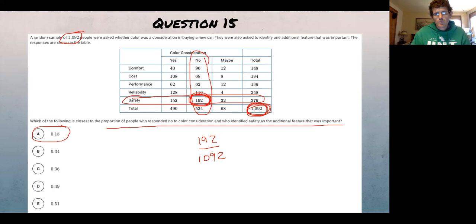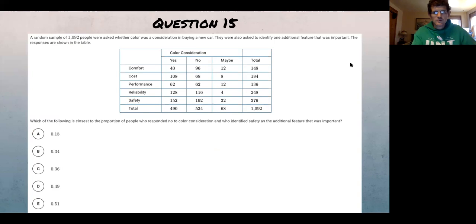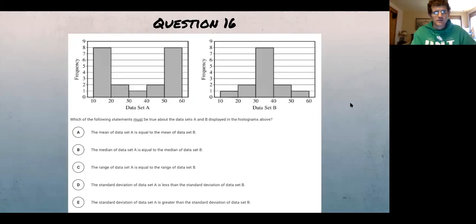Are they saying what proportion of people out of those who said no to color consideration chose safety? That would be conditional. This is not conditional because it's saying which out of the total had both of these characteristics. It's a little distinction made there, and hopefully you heard what it was. But if that's still confusing to you, you can practice with the progress checks and you can come back tomorrow. We can look through anything. Okay, the very last, well, actually there's one more.